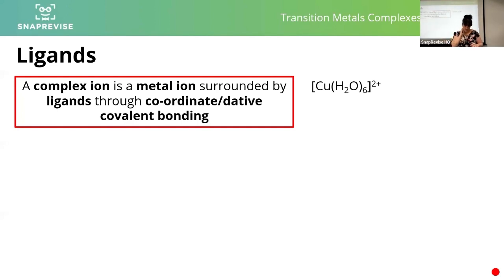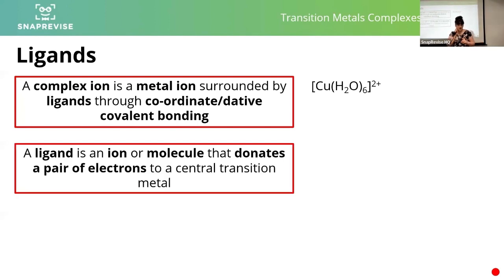A ligand is an ion or molecule that donates a pair of electrons to a central transition metal in a coordinate or dative bond, or via a coordinate or dative bond. So here we have got our central metal ion, and here we have got 6 water ligands. And that makes up a complex. Central metal ion and the ligands around it.